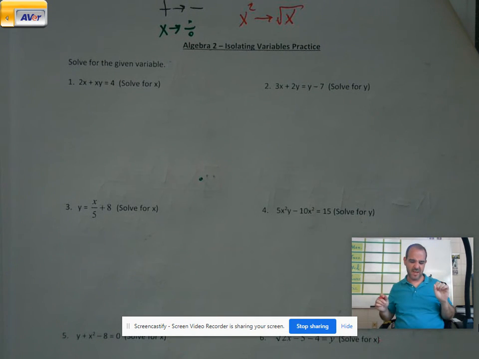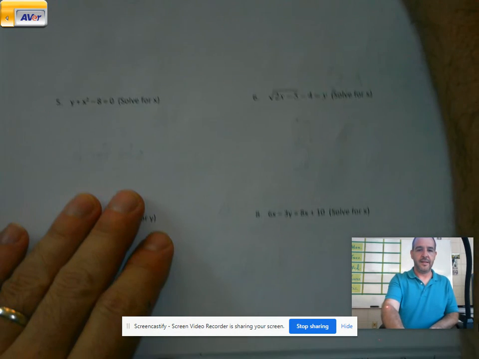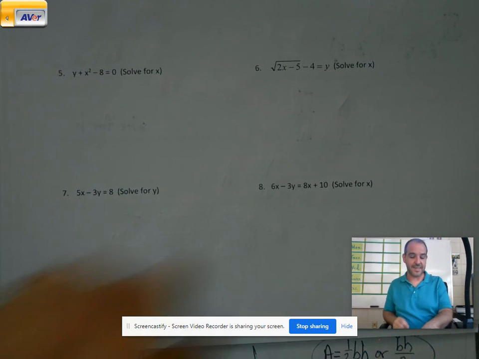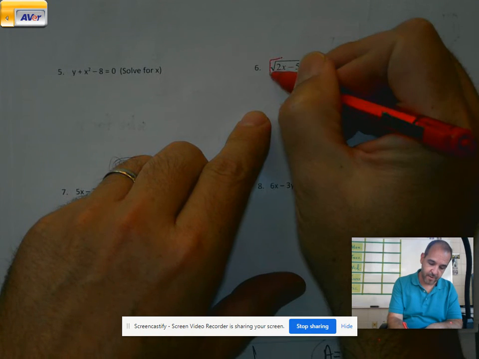Am I going to jump in on one of these? They're like, Hardy, if you want us to do them, you better. Okay, I'll jump in on one. Let's do 6. 6 seems like it's a little bit more out there than the rest. Okay, we're solving for x. Now, x is stuck here in radical jail. So this one's a little bit different.